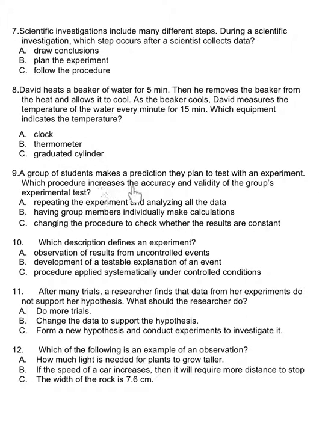Number 9. A group of students makes a prediction they plan to test with an experiment. Which procedure increases the accuracy and validity of the group's experimental test? A. Repeating the experiment and analyzing all the data. B. Having group members individually make calculations. C. Change the procedure to check whether the results are constant.